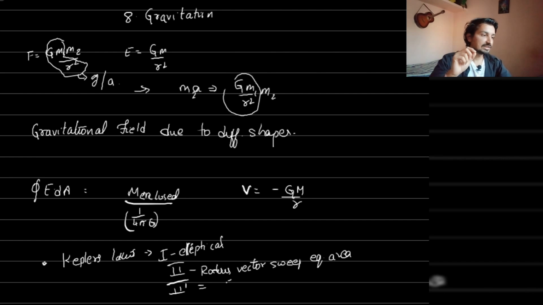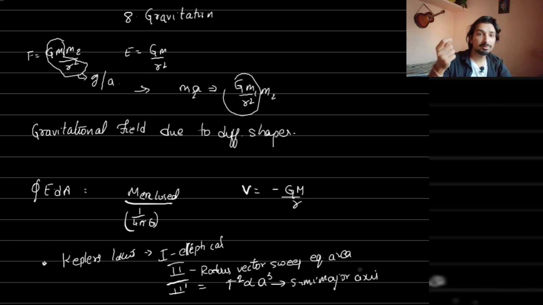Then you have fluid mechanics. And you also have the third law of Kepler. The third law of Kepler tells you that the time period square is directly proportional to the cube of the semi-major axis.